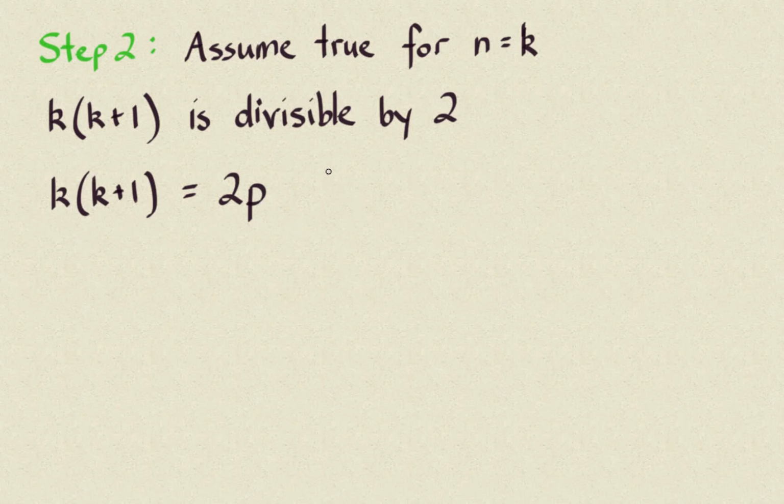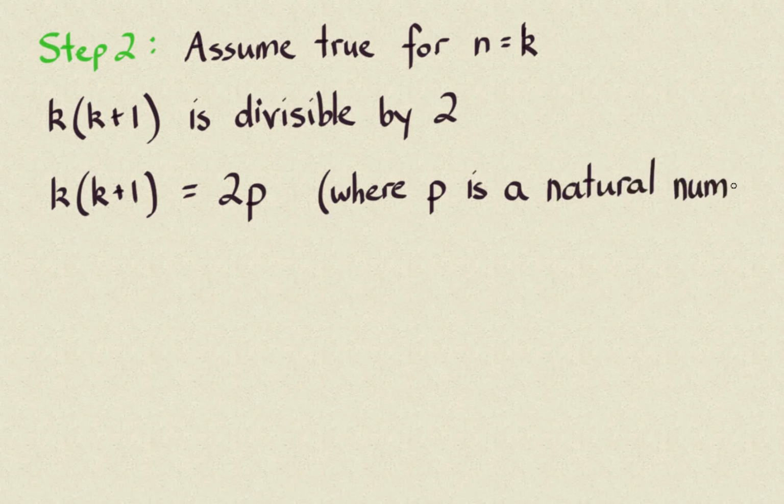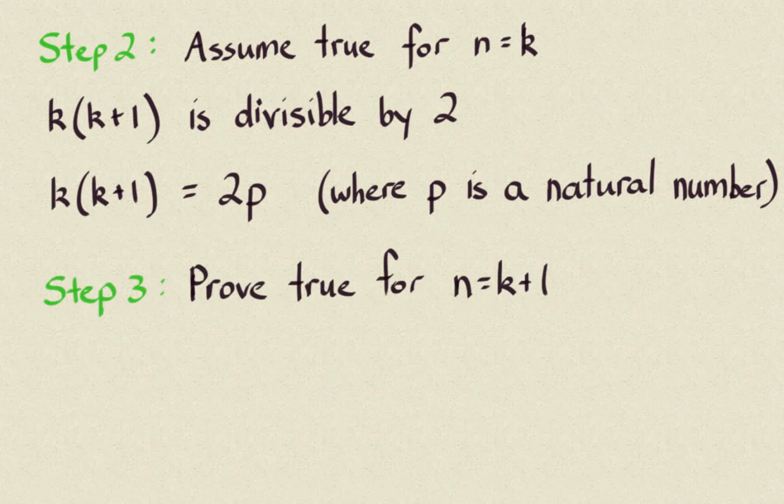So we should state that p is an integer greater than or equal to 1, or a natural number. But this is now something that will help us for step 3. So let's do that now. Prove true for n equals k plus 1.